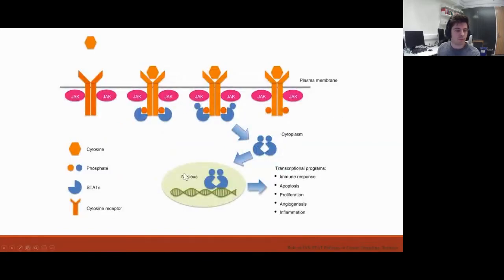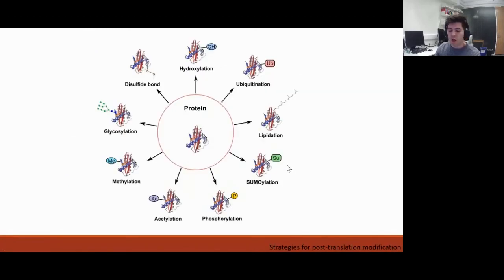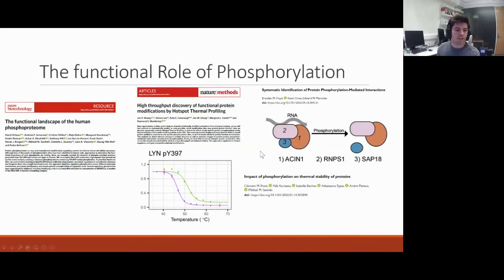The canonical example of why phosphorylation is important to study is that a cytokine is detected by a receptor, and this leads to downstream phosphorylation of STATs that then translocate from the cytoplasm into the nucleus to regulate a number of transcriptional programs. Phosphorylation isn't the only post-translational modification. There are many, just a few indicated here, that essentially allow millions of proteoforms within the cell, each carrying out a bespoke function.